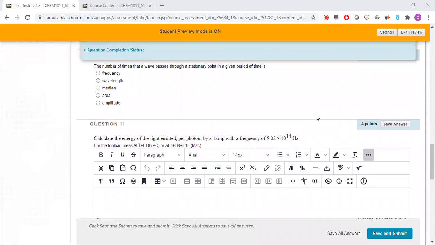For 11, calculate the energy of light emitted per photon by a lamp with frequency 5.02 times 10 to the 14th. Just as a reminder, if I give you lambda, lambda is wavelength. V is frequency. So the equation you wanted to use is E equals Planck's constant times frequency. Just figure it out from there. Planck's constant is, again, on your equation sheet.